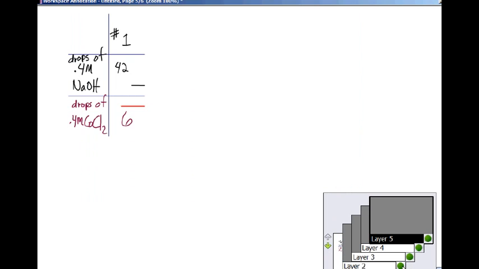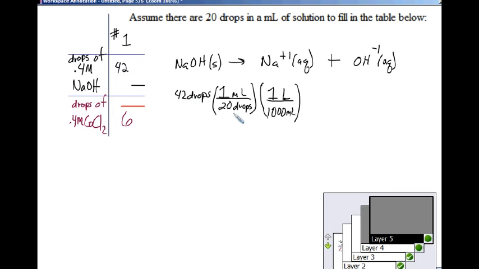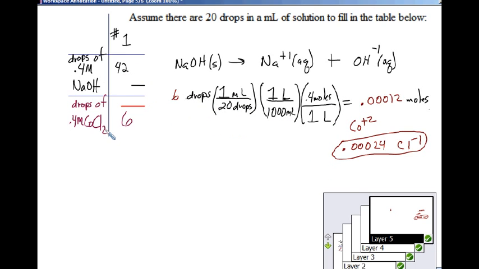So if we look at test tube 1 as an example, every sodium ion comes with one hydroxide ion, and we know that we had 42 drops, so there's 20 drops in a milliliter, so this would be the number of liters. And since there's 0.4 moles in every 1 liter, this is the number of moles of sodium ions and hydroxide ions in test tube 1. Similarly, in test tube 1, we have 6 drops, so we're going to have the same algorithm exactly. Don't hesitate to use it. This many moles, 0.00012 moles of cobalt ions, and twice the number of chloride ions.